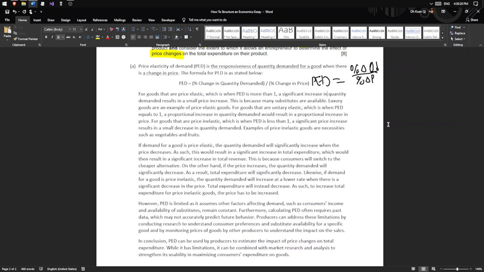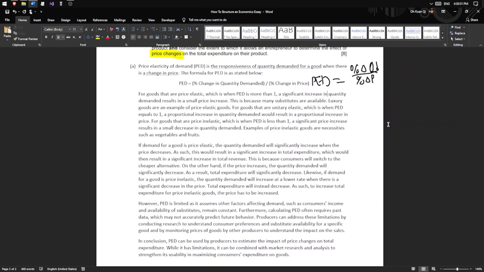And then we can look at goods that are unitary elastic. So for goods that are unitary elastic, this means that PED equals 1. So this means that when, let's say there's a 25% increase in the quantity demanded, then there will be a 25% decrease in the price. So you'll get a PED that is equal to 1. All right.